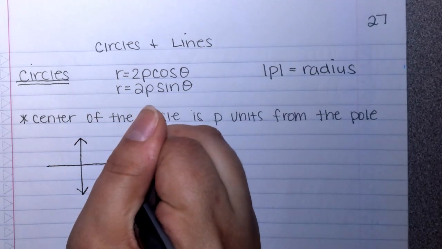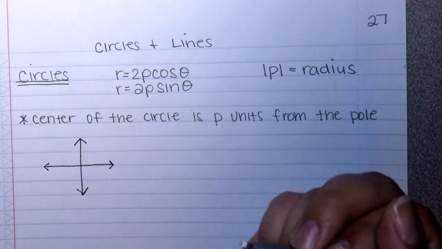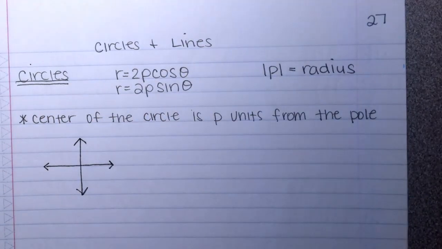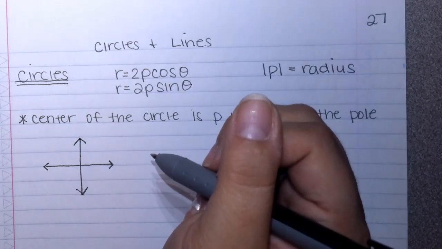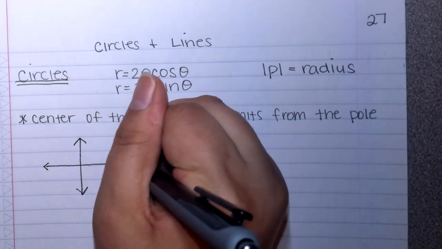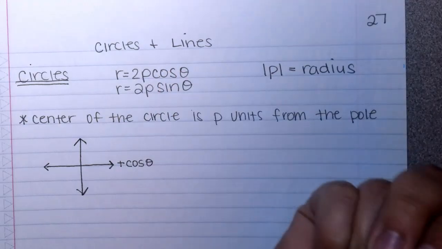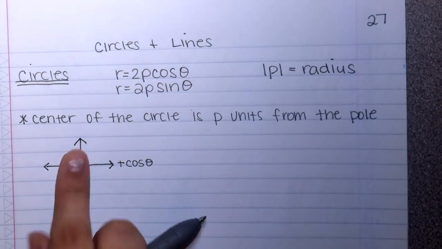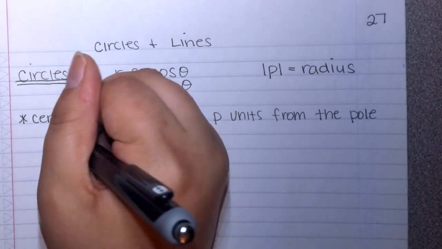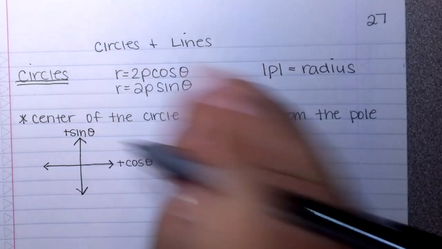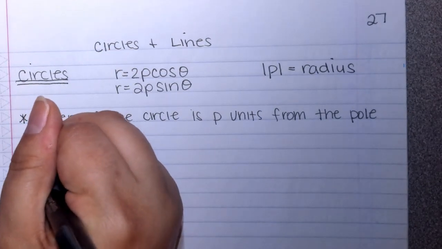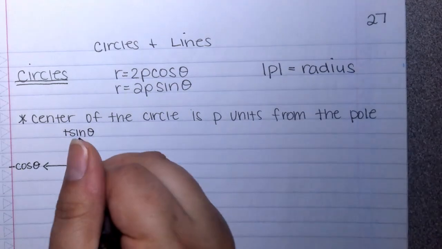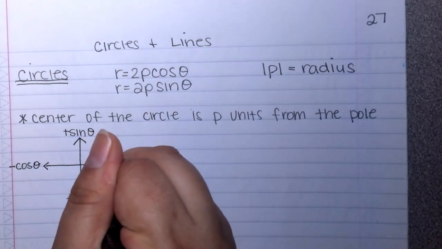I did this graphic the other day. It will go to the right if you have what? Positive cosine. It will go up if you have positive sine. Left, negative cosine. And down, negative sine.